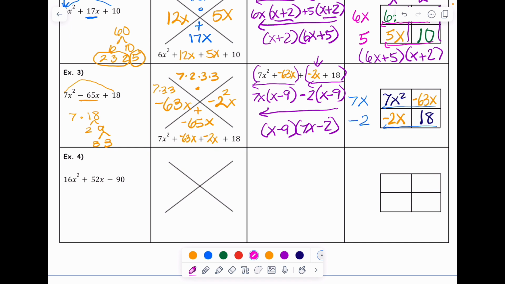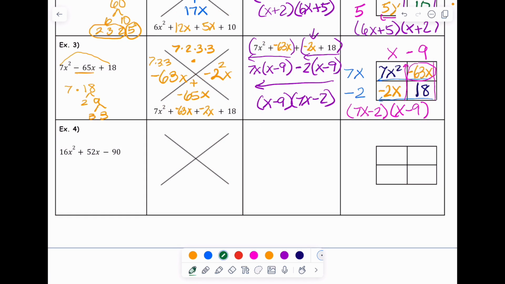And then we go up the column, and so they both have an x, and 7x squared is positive, so we take a positive out. And here they both have a 9, but the negative 63, the edge guy, is negative, so it's going to be a negative 9 we take out. And we get 7x minus 2 and x minus 9, same exact factor.